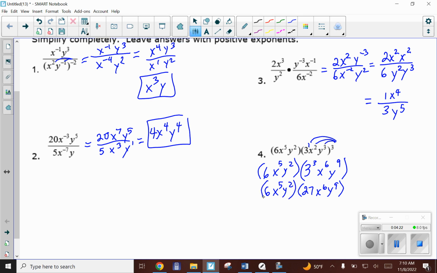So what I want to do now is I just want to multiply the 6 times the 27. And we're multiplying these because they're not the same base. So that's going to give us 162. The x's, since we have repeating bases like that, we want to add the exponents together. So we're going to have x to the 11th. And then we're going to have y to the 11th as well. That's my final answer.